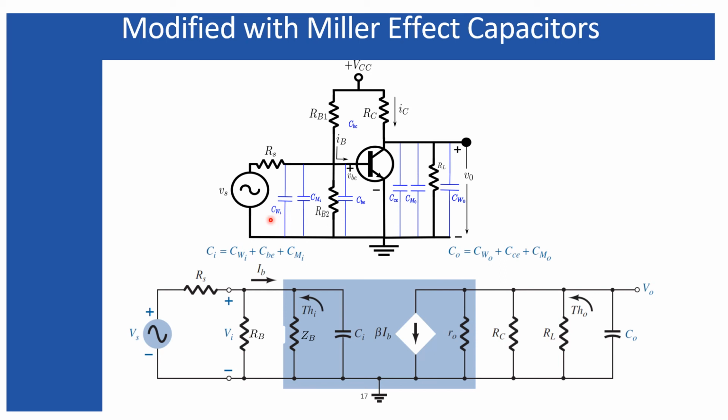Look at here. The CWI, CMI, and CBC. This CBC is a CBE based emitter capacitor. These three capacitors are appearing parallel. Similarly, CCE, CM naught, and CW naught, these three capacitors are appearing parallel to each other.